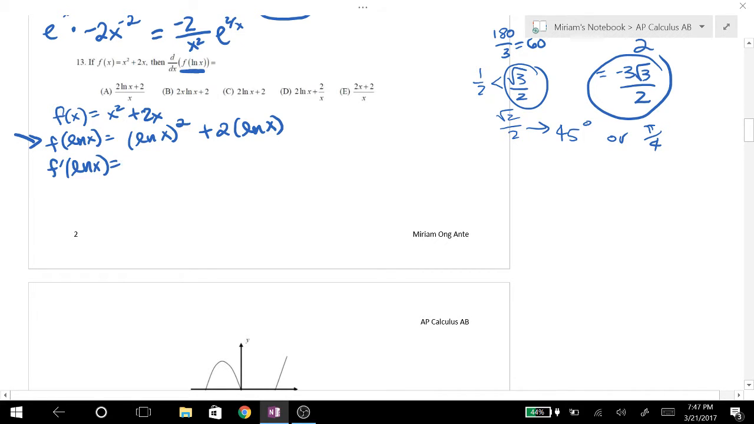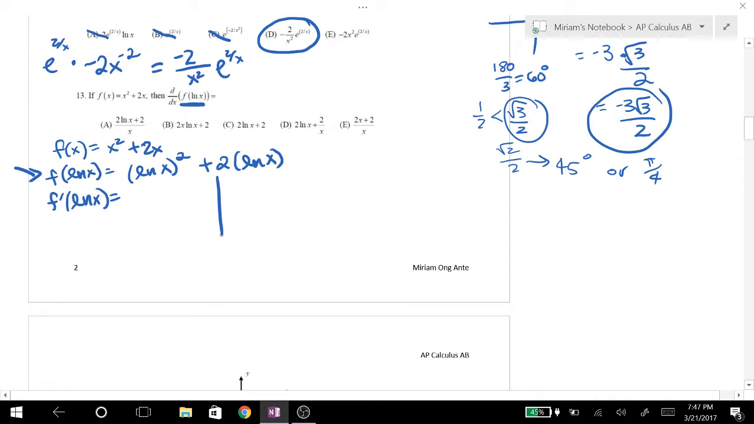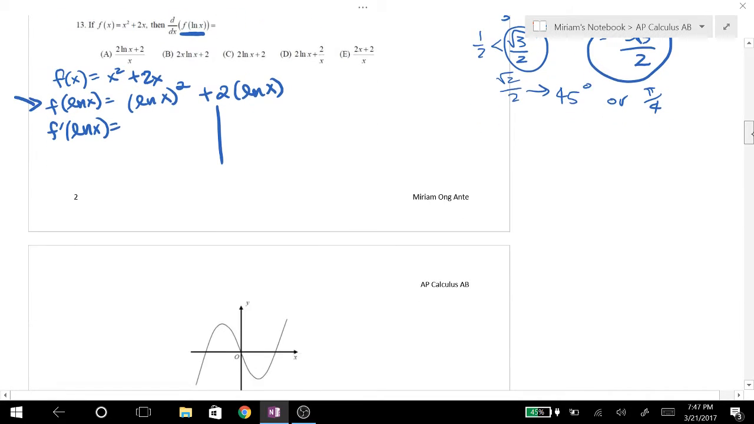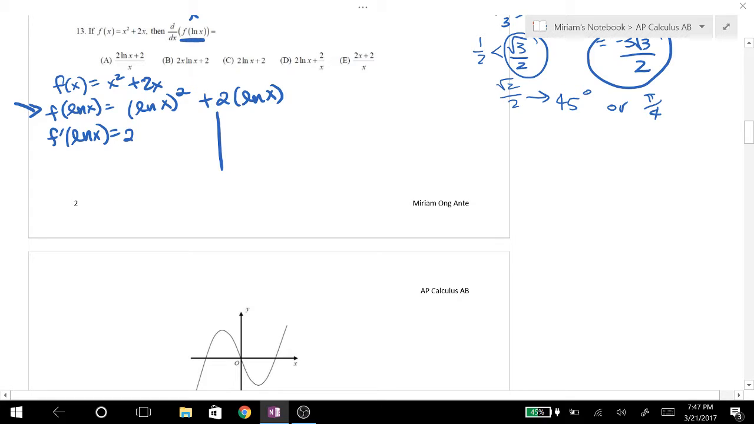I'm going to do a chain rule. I'm going to split it up first, though, to make it easier on me. So that's going to be 2 times natural log of x to the exponent 1 times the derivative of natural log of x, which is 1 over x. For the second part, 2 natural log of x, that's just 2 times 1 over x. And if I put them together, I have 2 natural log of x over x plus 2 over x.